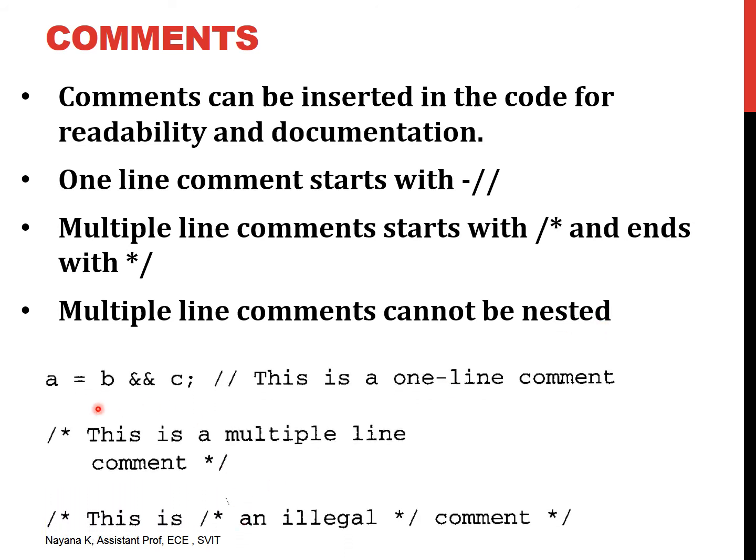So you can observe here A is equal to B and C. If you want to write a single line comment, you can just put two forward slashes and write, this is a one line comment. And when the comment exceeds two lines, you can use slash star and end it with a star slash. You can use any number of lines. So this is a multiple line comment going with two lines. And the last point which was here was multiple line comments cannot be nested.